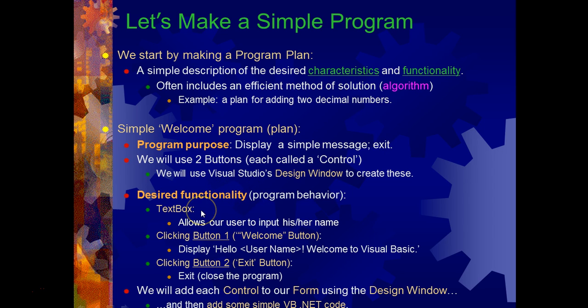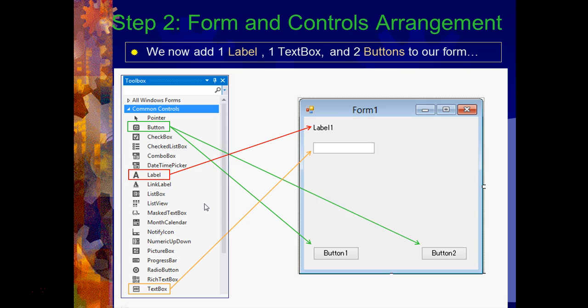So we're going to have a text box. This is called a text box. That's where the user can type something in. You can't type something in here. The user cannot. The user can type something in here. But here, the user can type something in there. That's usually a text box.